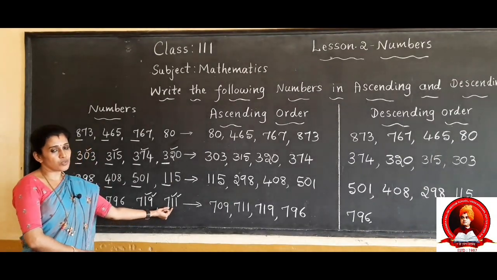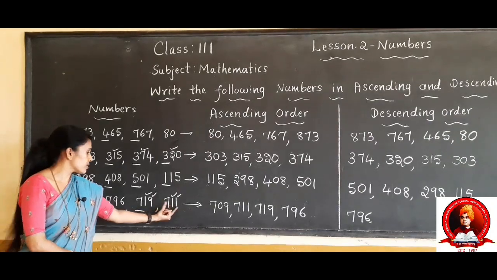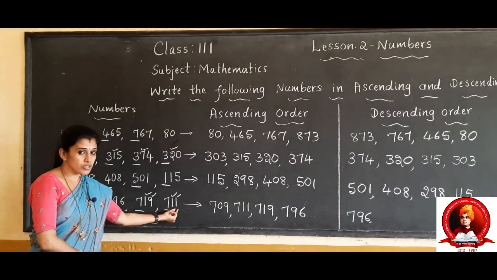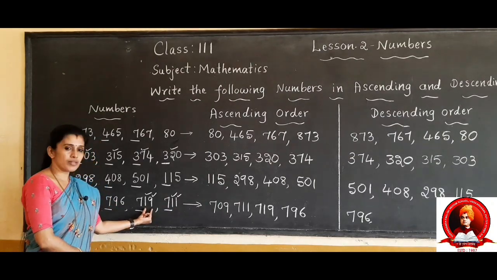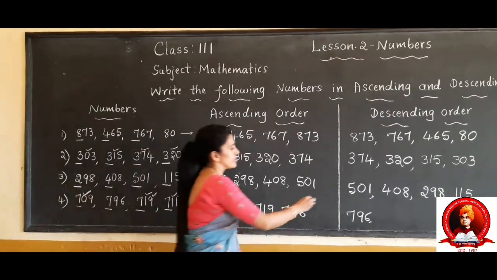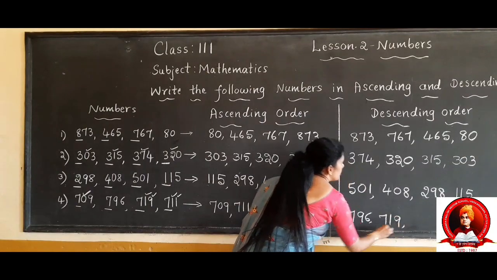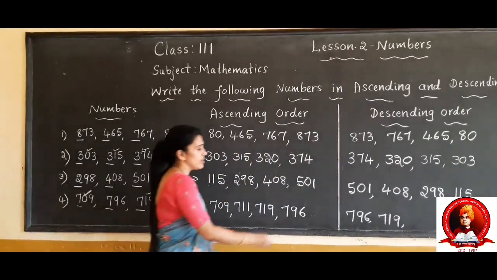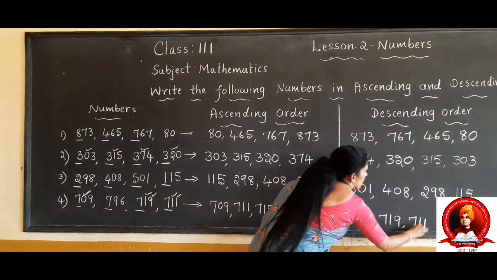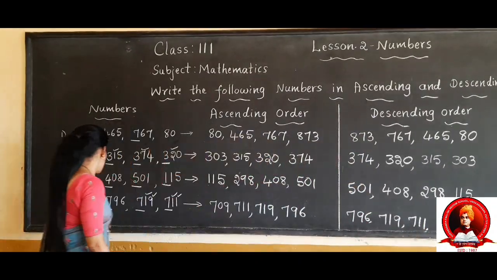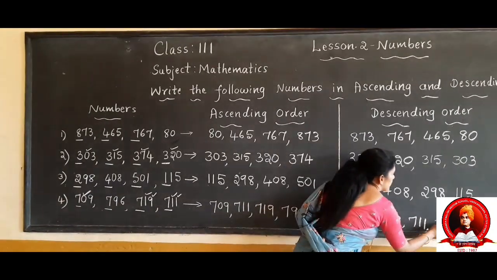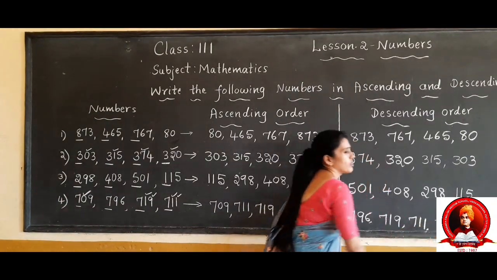So in such cases we should move to the units place. Let us check the units number. Here 9, here 1. So which is the greatest one in that? That is 719. Let us write it first, 719. The next number is 711. Okay, then the last remaining here 0, 709. So this is the smallest number.